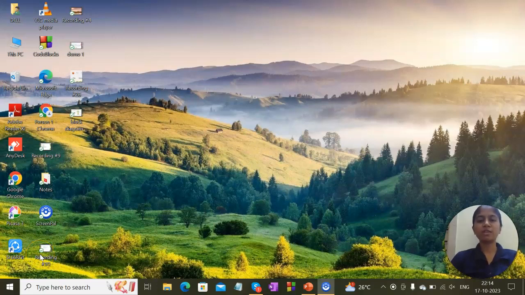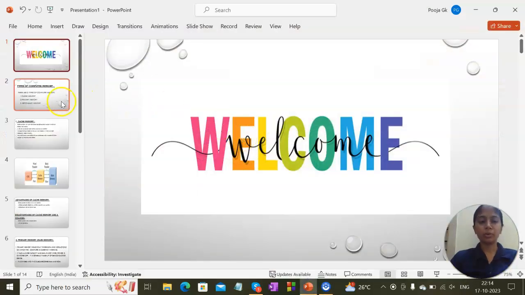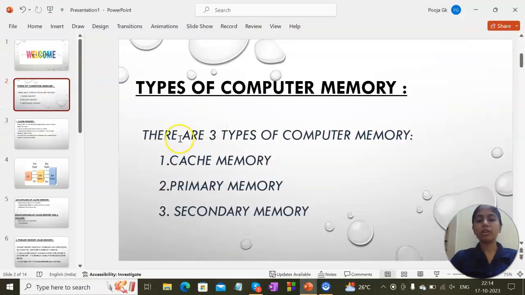I am studying first year BCA in Interface College of Computer Application. Today I am here to explain the topic types of computer memory. First we go to the types. There are three types of computer memory. First one is cache memory, second one is primary memory and third one is secondary memory.